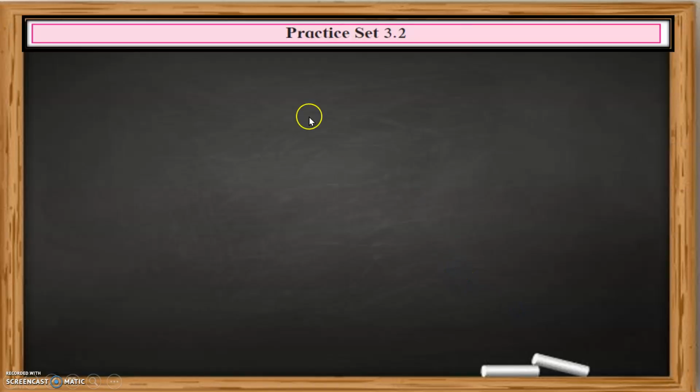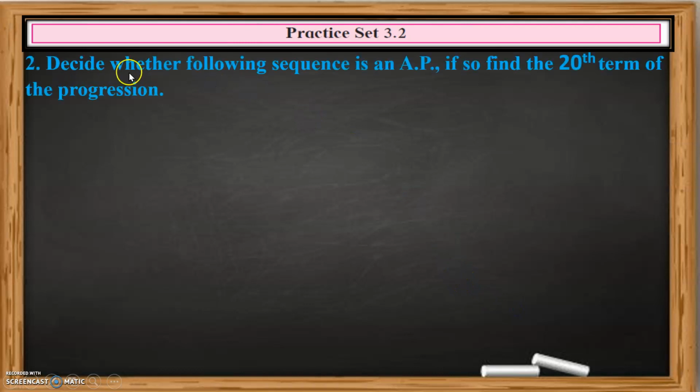The second question of practice set 3.2. Decide whether the following sequence is an AP. If so, find the 20th term of the progression. So this is the AP. So students, first we have seen in practice set 3.1 how to find whether it's an AP.